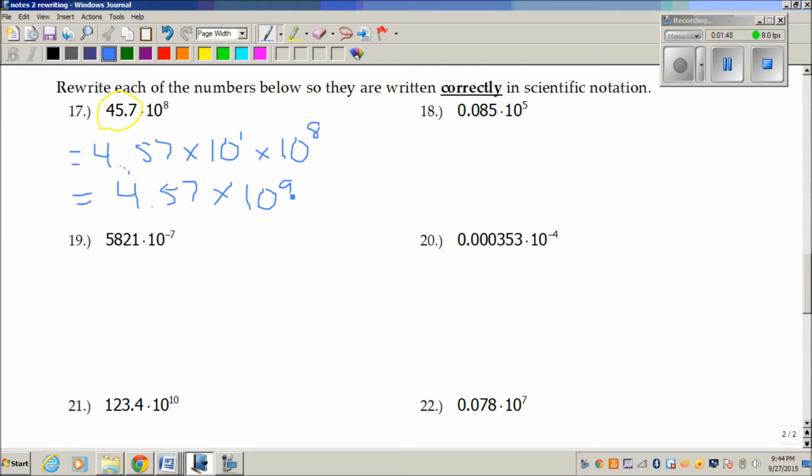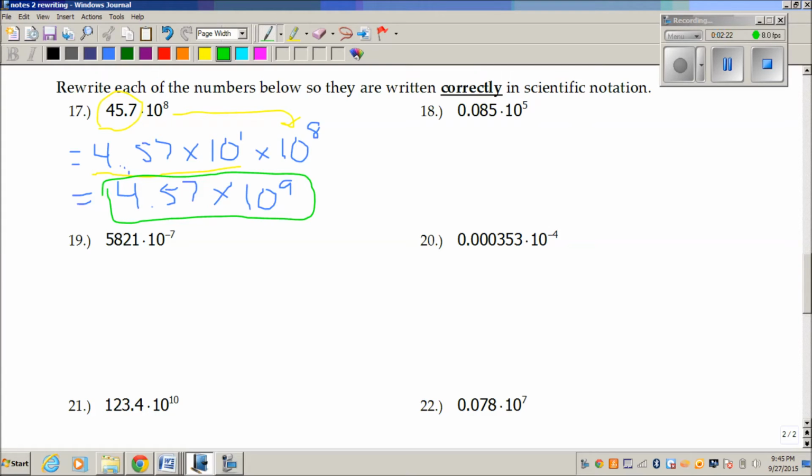So to review, what I do is I look at the coefficient, I just rewrite the coefficient as it should be. So this first part right here that I'm underlining in yellow is when I rewrote just the coefficient. And then the 10 to the 8th, you want to bring it along. So at the end, you just multiply by 10 to the 8th. So my correctly written number will be 4.57 times 10 to the 9th. That's how that number is correctly written in scientific notation. It's equal to the original number.